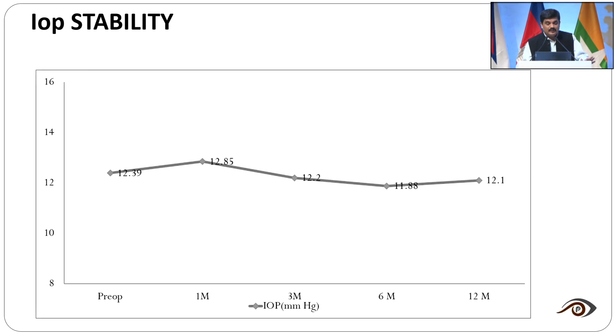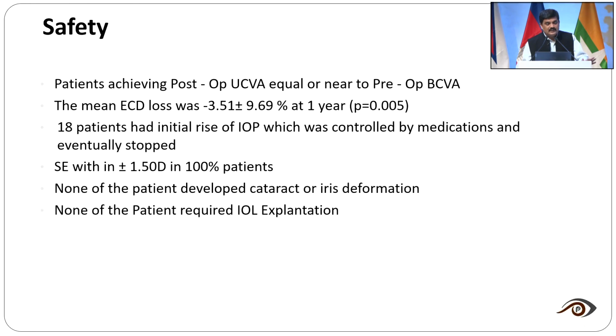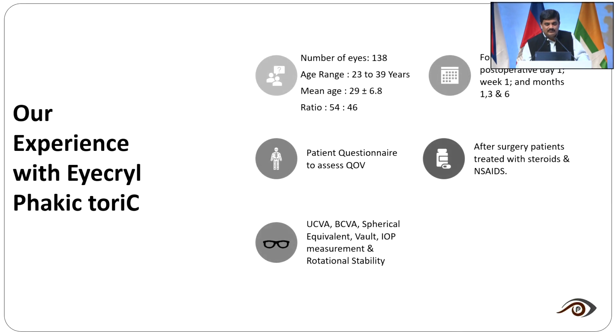Again, IOP stability is almost normal. As I said, patients achieved post-op uncorrected acuity equal or near to the preoperative best corrected visual acuity. Endothelial cell loss was around -3.1. None of the patients developed cataract or iris deformation, and none required IOL explantation. Only 18 patients had an initial rise of IOP, which was controlled by medication and eventually stopped. These are a few results of our acryl phakic toric.